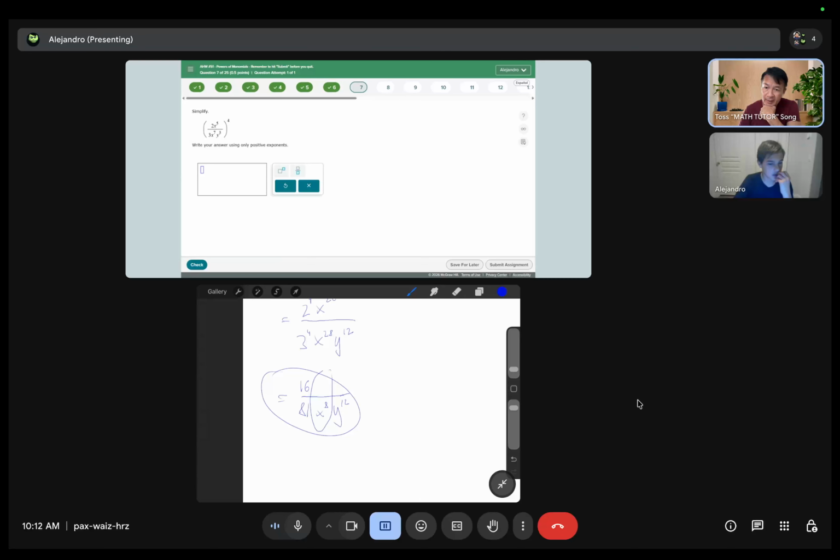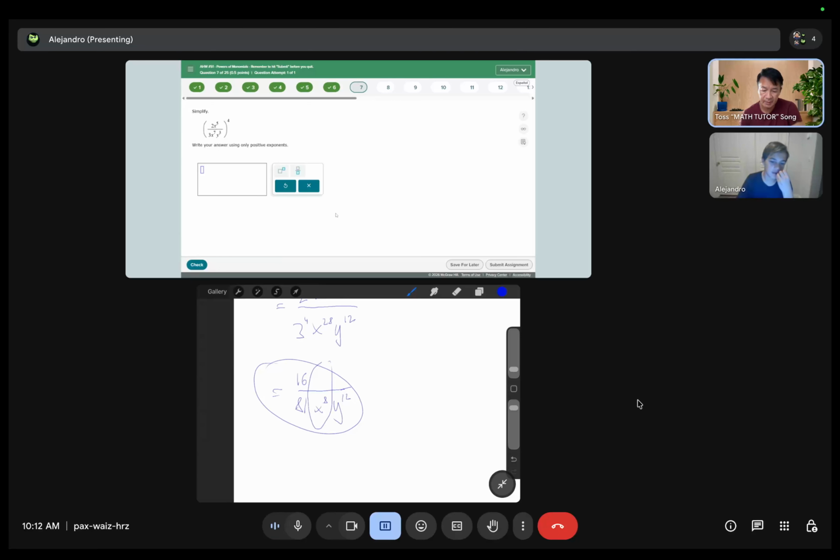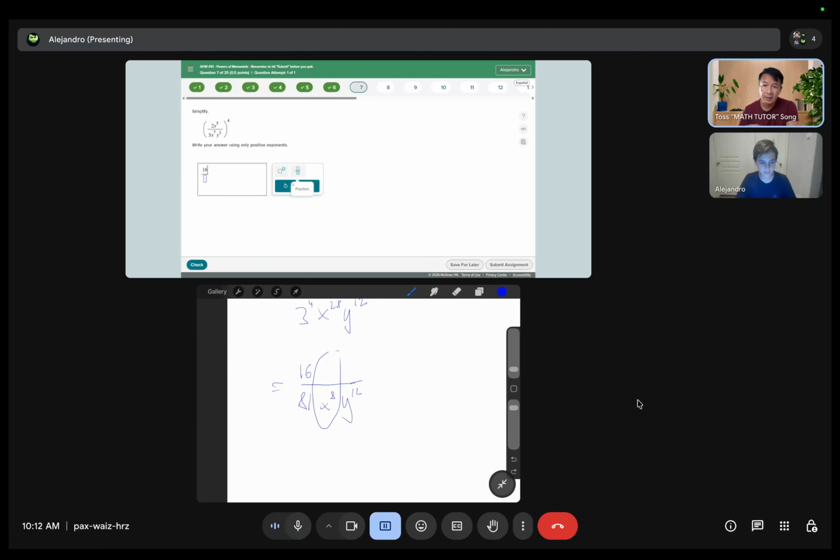Oh yeah, sorry. Can a number divide into 16 or 81? I don't think so, right? Not 3, not 9, no. So yes, we're done. Just 16 on top and all of that on the bottom. Yeah, continue on with the bottom portion.